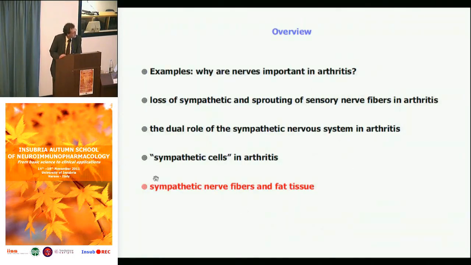Okay, we come to the last part of the talk, and we talk about the fat tissue now. What are the sympathetic nerve fibers doing in the fat tissue? Does somebody know? Via the beta 2 receptor. You know it. Loud. Lipolysis, exactly. Lipolysis, meaning breakdown of fat to free fatty acids, degradation of the triglycerides. The triglycerides are broken down to free fatty acids. Okay, and glycerol, by the way.